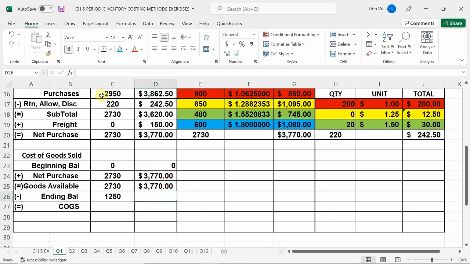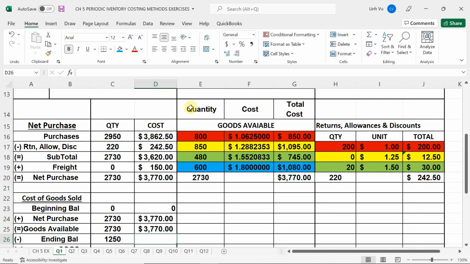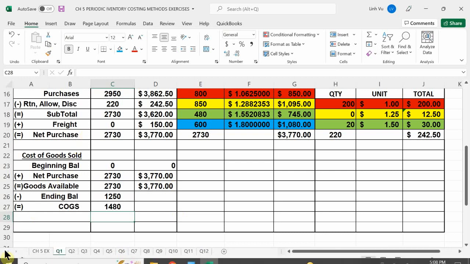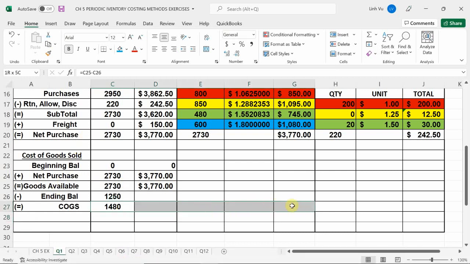Okay? So this table down here is the table I'm going to be using to calculate my total cost of goods sold. So in this case, how many items did I sell? Well, if I started out with 2,730 and I have 1,250 left remaining, my assumption is I must have sold 1,480 units. So now what do I need to do next? I need to now create my table to calculate my total cost of goods sold.